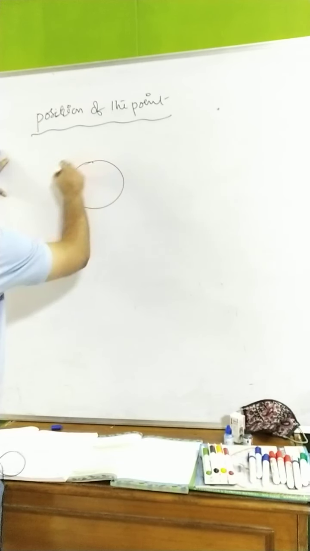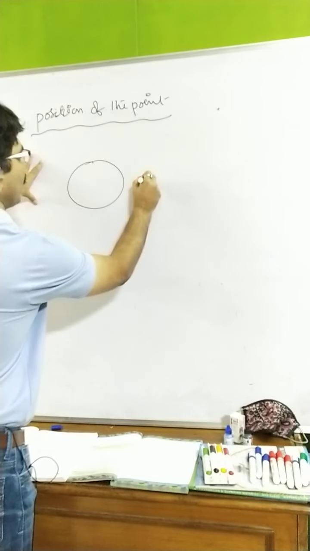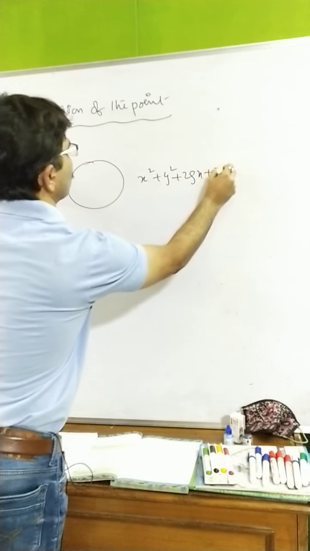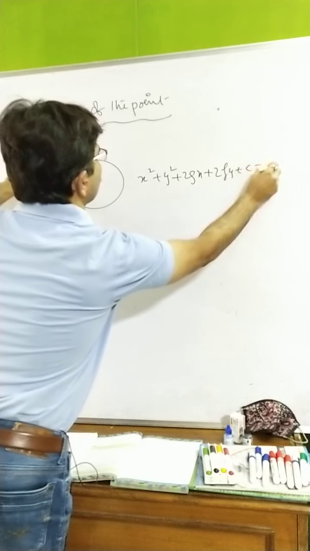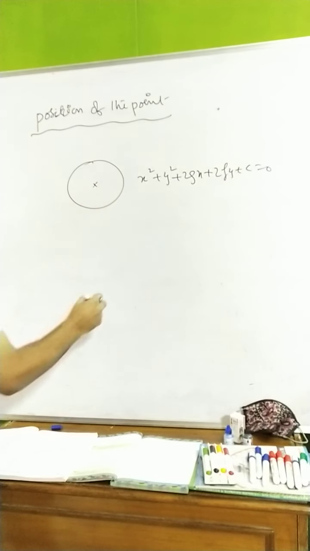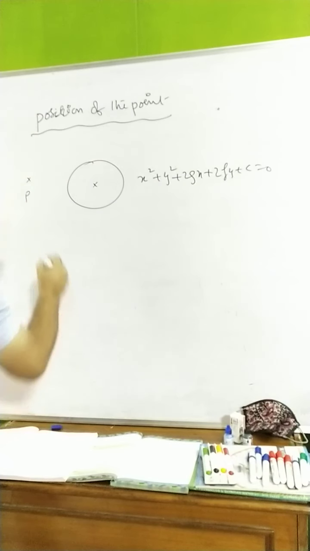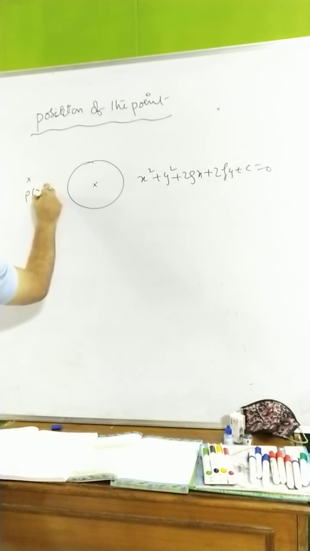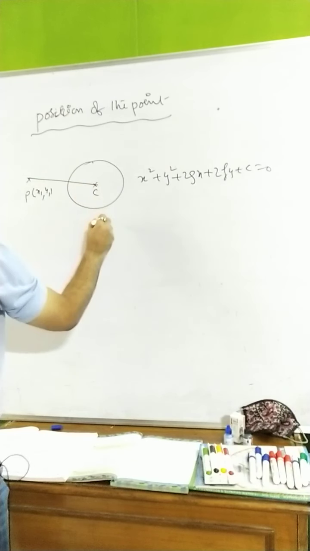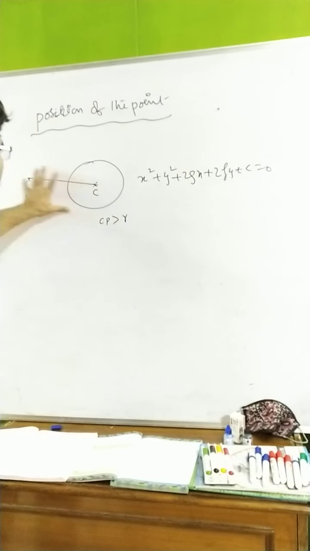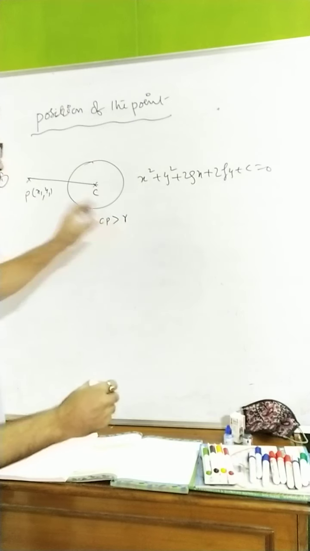Suppose we assume that a circle is given whose equation is x square plus y square plus 2gx plus 2fy plus c equal to 0. That means the center we know very well. And assume that P is outside. We are assuming that this one is (x1, y1). Now it is very clear that CP is definitely greater than R. Diagrammatically we can say that CP is definitely greater than R here.